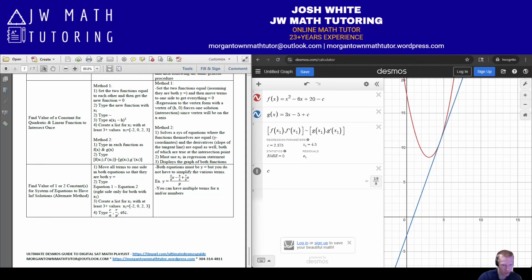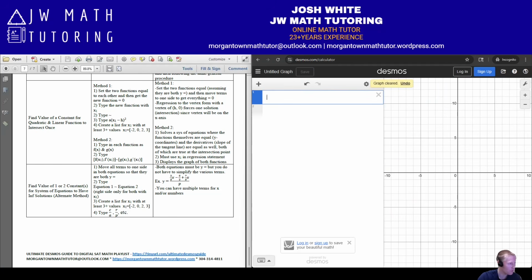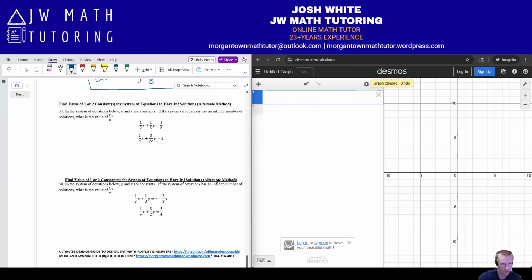But you do need to remember to use x1, of course, as we set up the regression statement. So now let's go back to the problems. Let's look at number 57 here. Okay, here's a system of equations. It has infinite solutions, you're told, and you're asked to find the value of c over a. Okay, so there's a c here, there's an a at the bottom here.